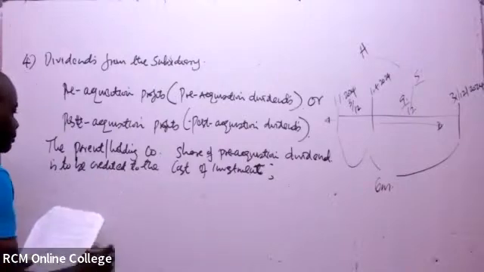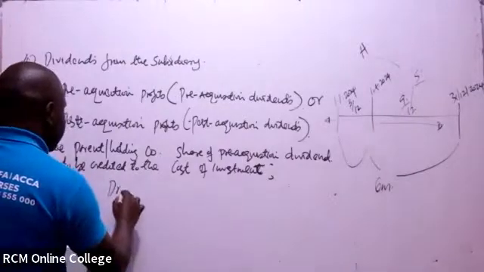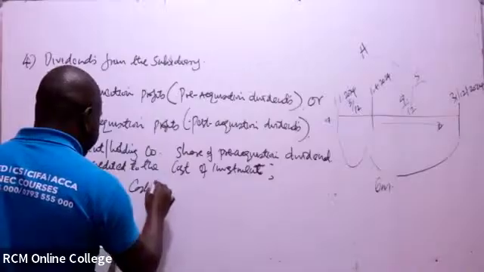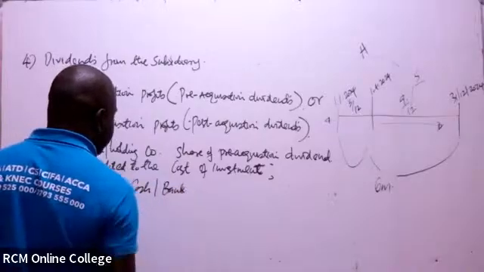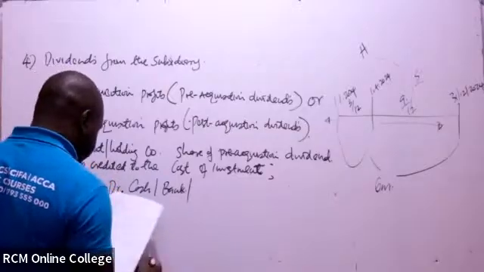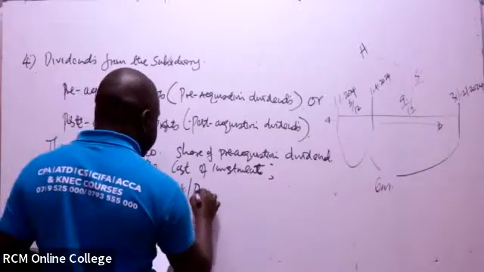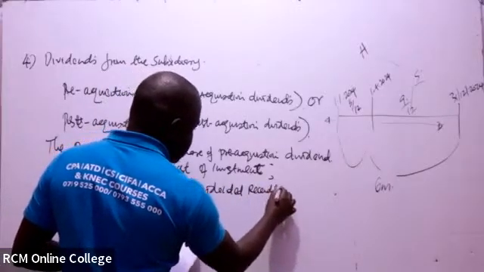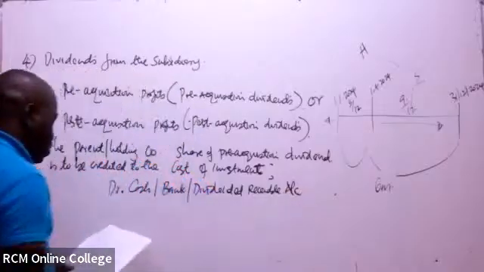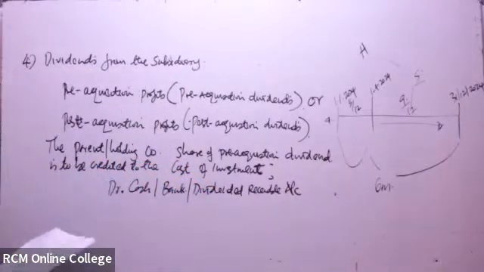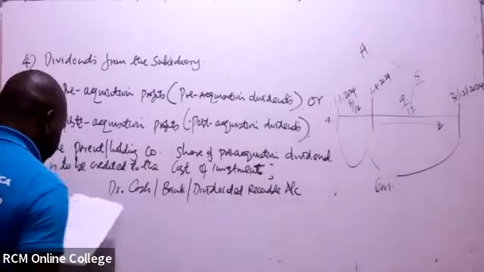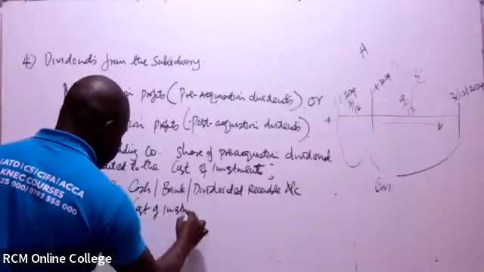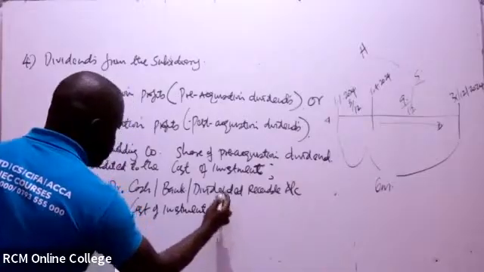You'll debit, because when the holding company receives the dividend, they'll debit the cash or bank. That is, it has already been paid. If it is yet to be paid, they'll debit what we call the dividend receivable account. Then they credit the cost of investment account.